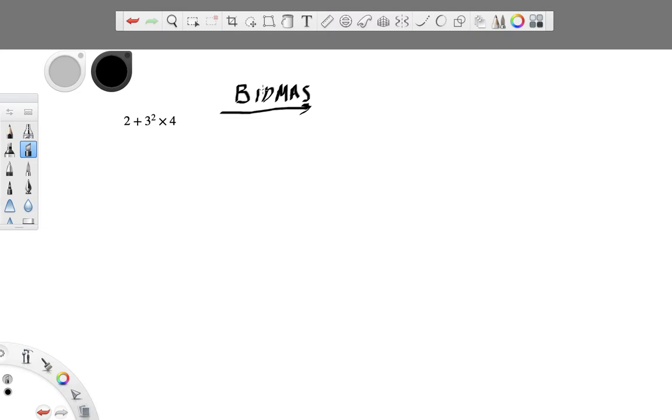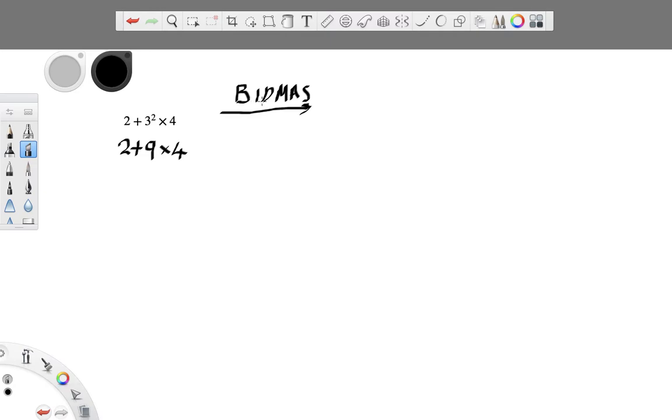So for this expression, 2 plus 3 squared times 4, we refer to BIDMAS. Are there any brackets? No. Right, there's an index that we can work out. So 2 plus, and then this is the indice part, 3 squared is 9, and then we haven't done anything with this multiply by 4, so we'll just leave that as it is.